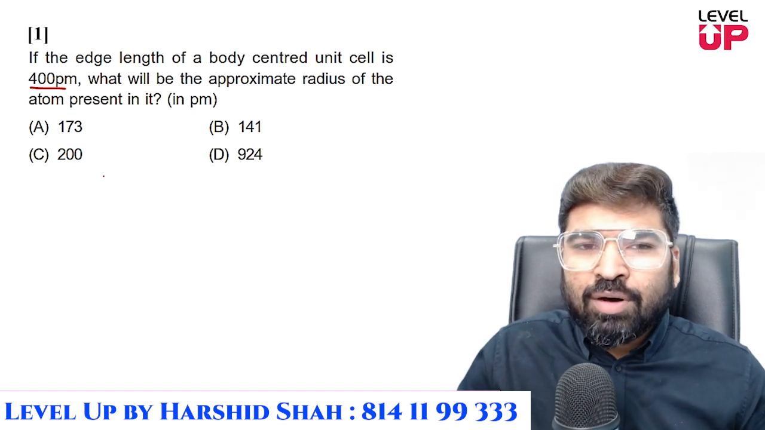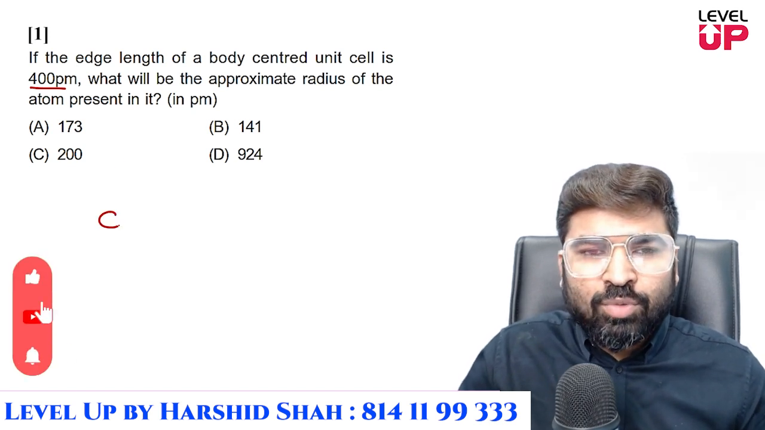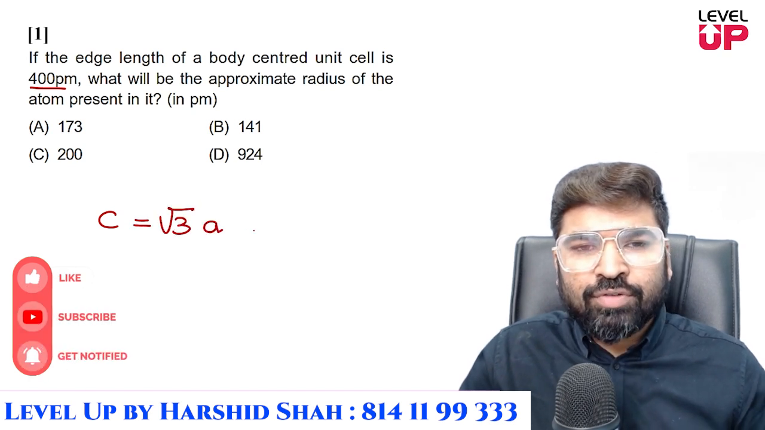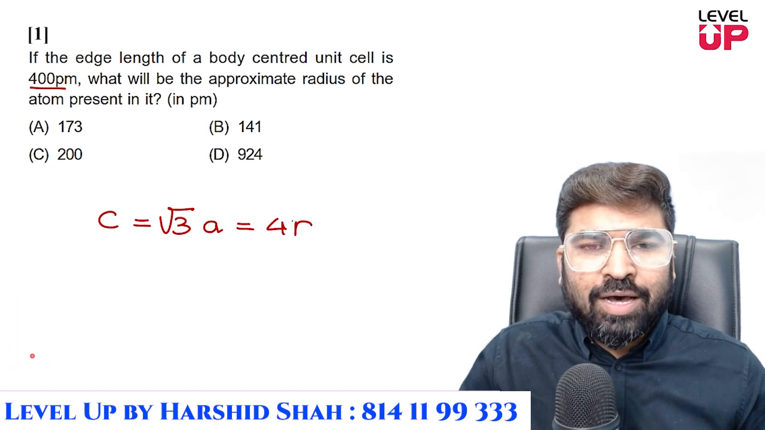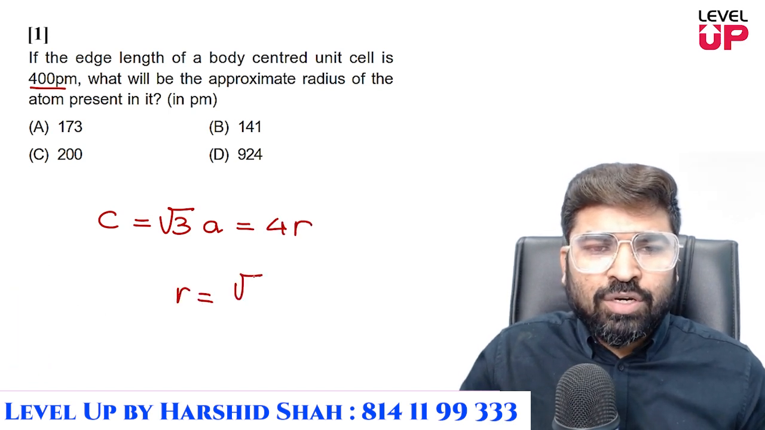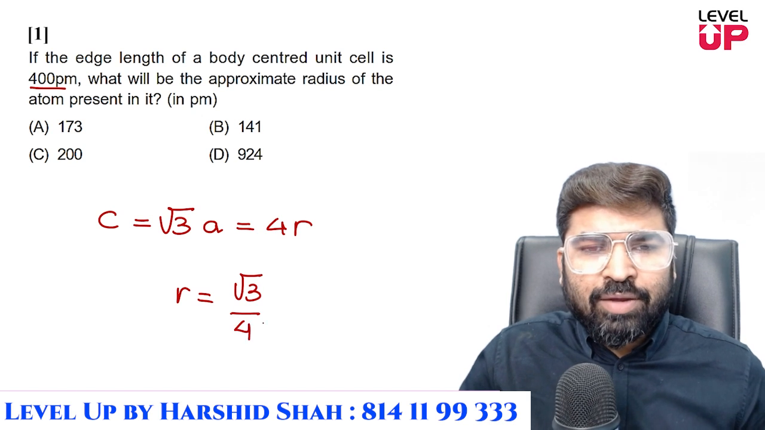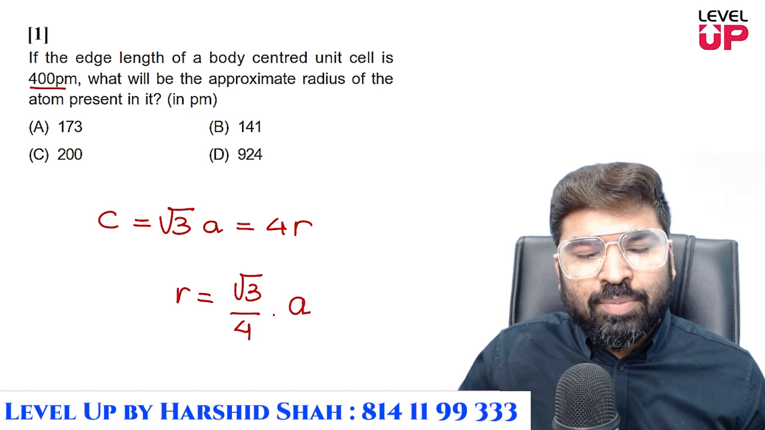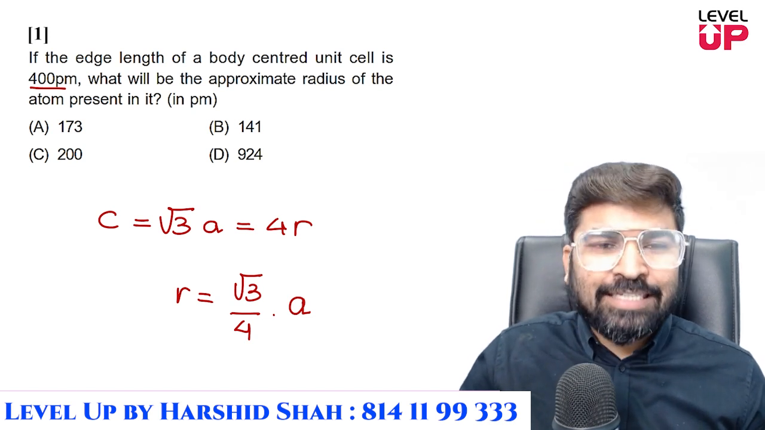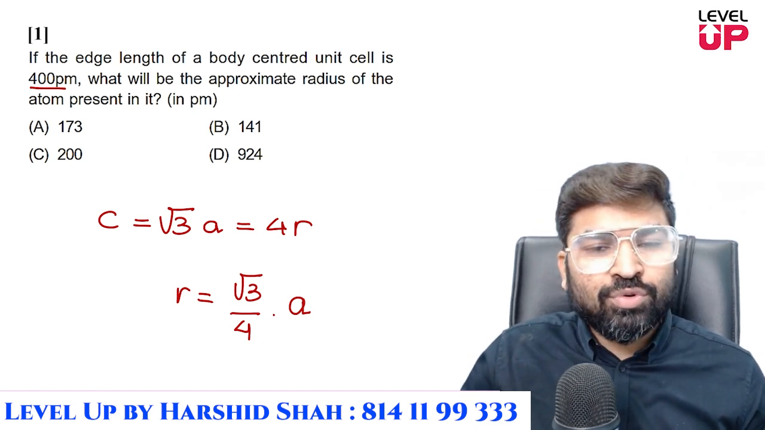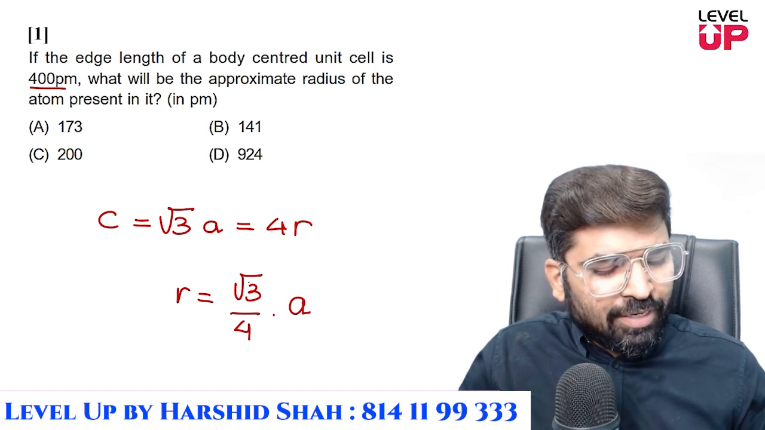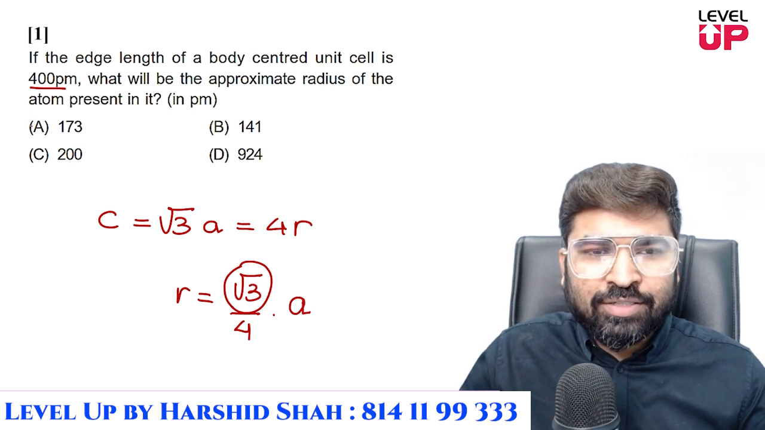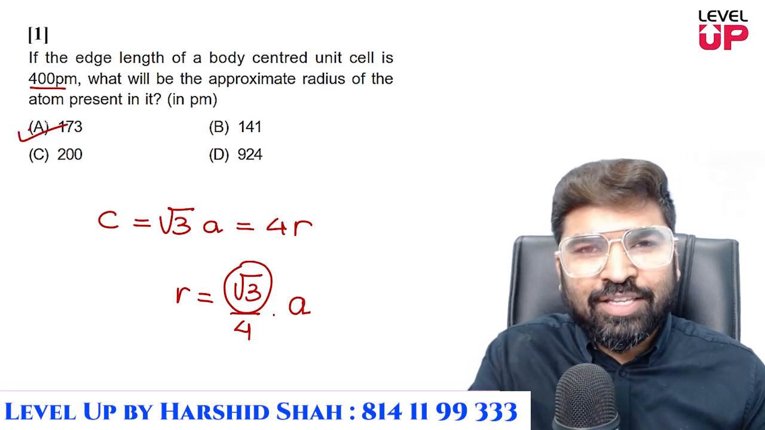So if we have a body centered unit cell, we have to take the body diagonal C, which is definitely, as you know, root 3 of A, which is equal to 4R. So the radius is going to be root 3 divided by 4 multiplied by A. So A is 400 picometer. So A is 400 divided by 4, which is going to be 100. And so 100 multiplied by 1.73, your answer, not approximately but exactly, would be 173 picometer.